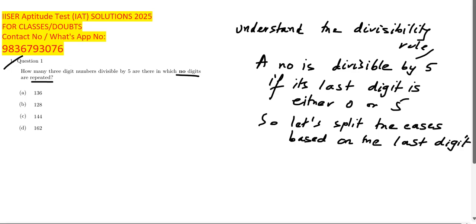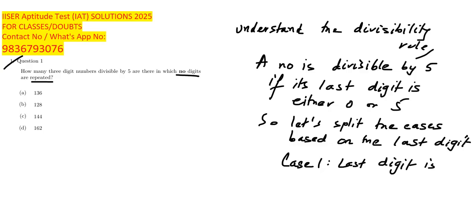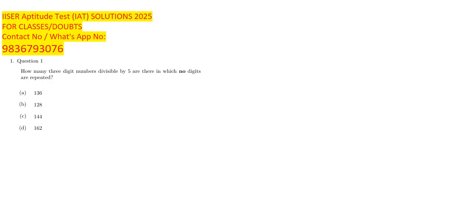Okay, so here case 1 is what? That the last digit is 0. And what is case 2? Yes, the last digit is 5. So now, case 1, the last digit is 0.